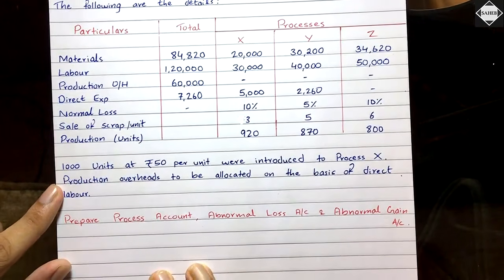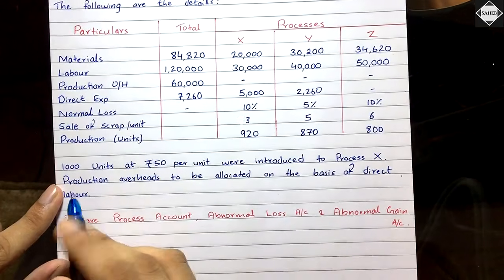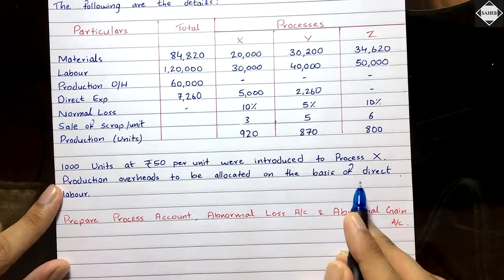We will see that while solving the problem, don't worry. Then they are saying production overheads are to be allocated on the basis of direct labor.